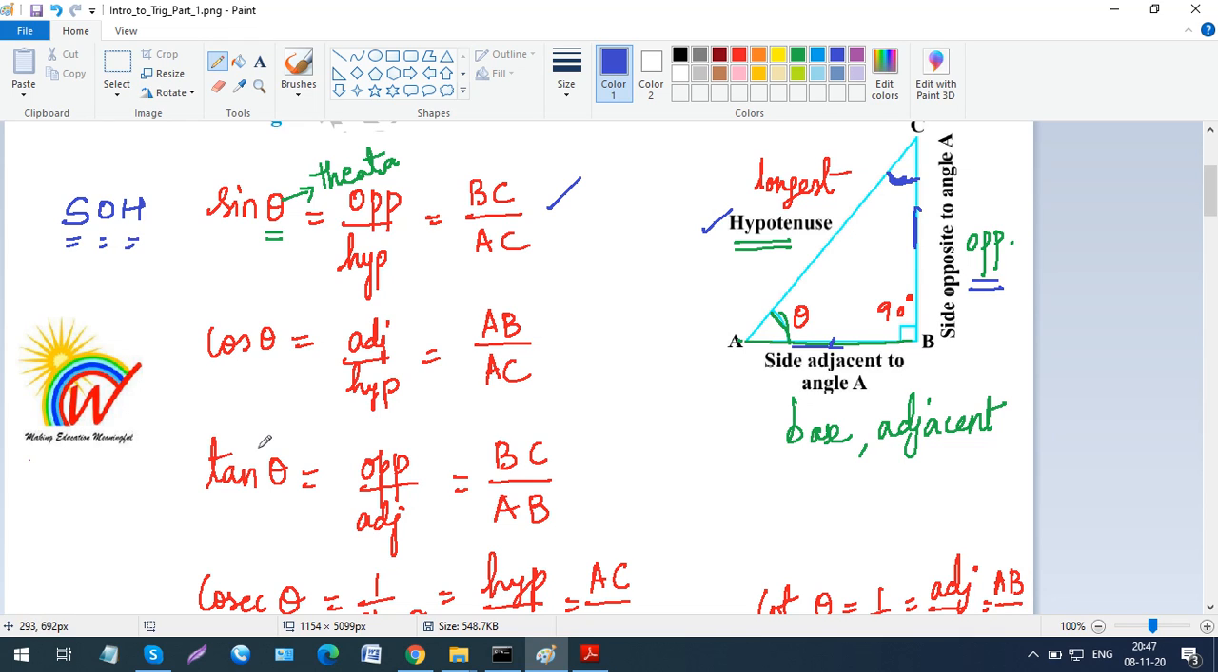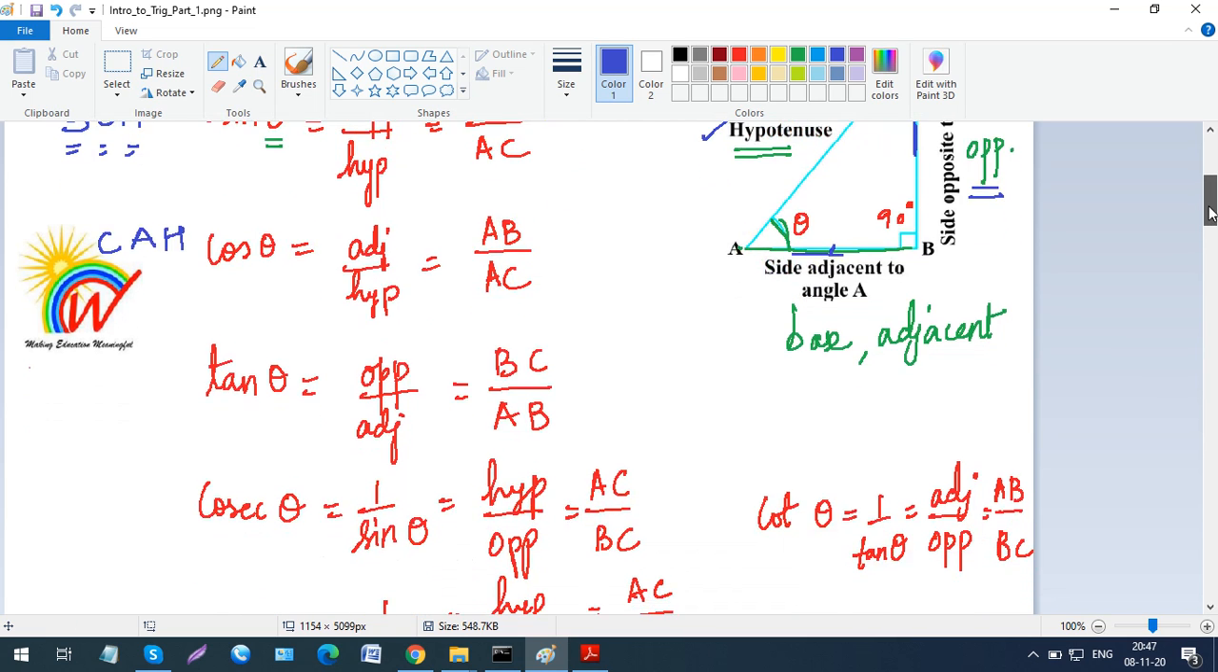Then you can say cos theta. Cos theta is adjacent over hypotenuse. So here for theta, adjacent is AB, so AB over AC. So you can say CAH, cos theta equals adjacent over hypotenuse.